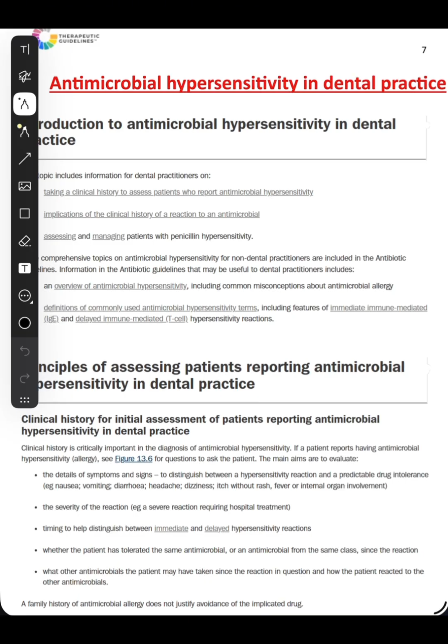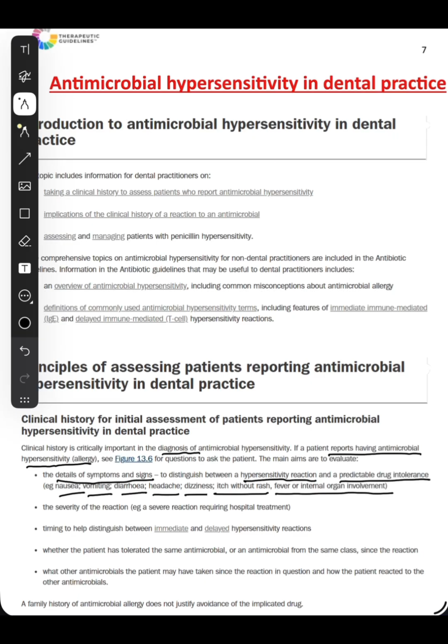Clinical history is critically important in the diagnosis of antimicrobial hypersensitivity. If a patient reports having antimicrobial hypersensitivity, which is allergy, see figure 13.6 for questions to ask the patient. The main aim is to evaluate the details of symptoms and signs to distinguish between a hypersensitivity reaction and a predictable drug intolerance. For example, nausea, vomiting, diarrhea, headache, dizziness, itch without rash, fever, or internal organ involvement.